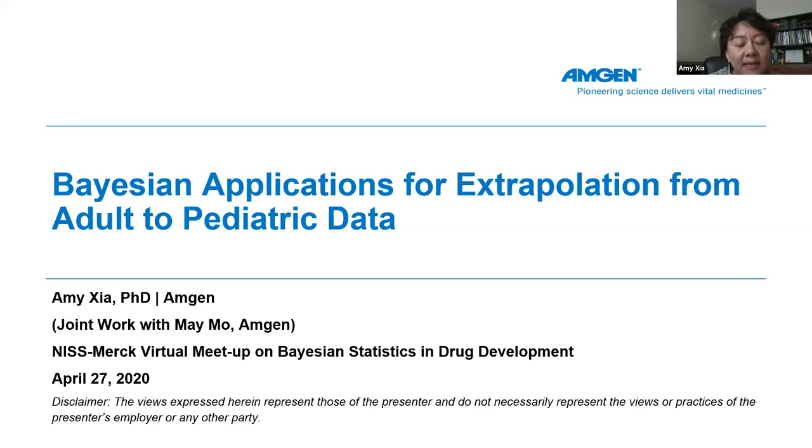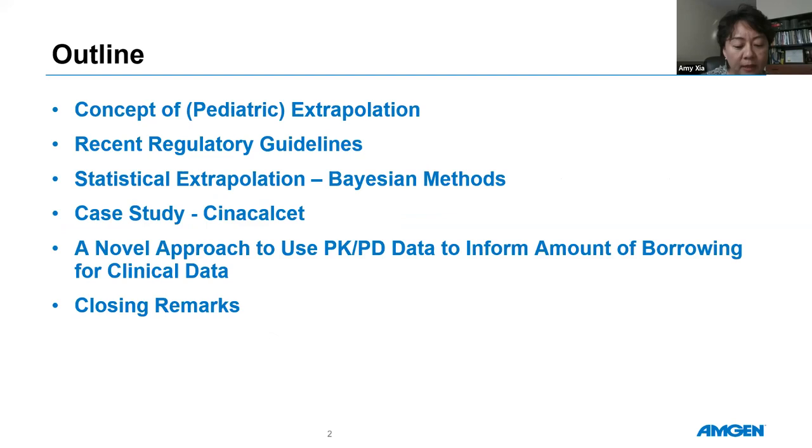And today I'm going to talk about how to use Bayesian methods for pediatric extrapolation. And this is a joint work with my colleague, May Mo, at Amgen. First, I will introduce the concept of pediatric extrapolation. Then I will talk about a few recent regulatory guidelines relative to pediatric extrapolation. Then briefly talk about use of the Bayesian methods in this setting and illustrate how to use Bayesian hierarchical models to do partial extrapolation with an Amgen example relative to a drug named cinacalcet.